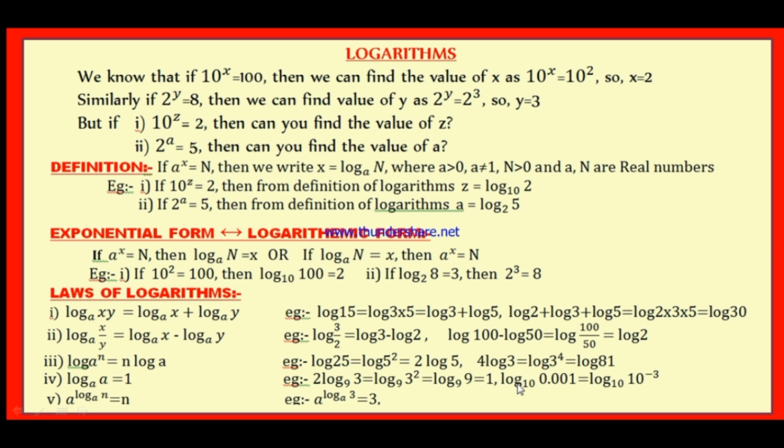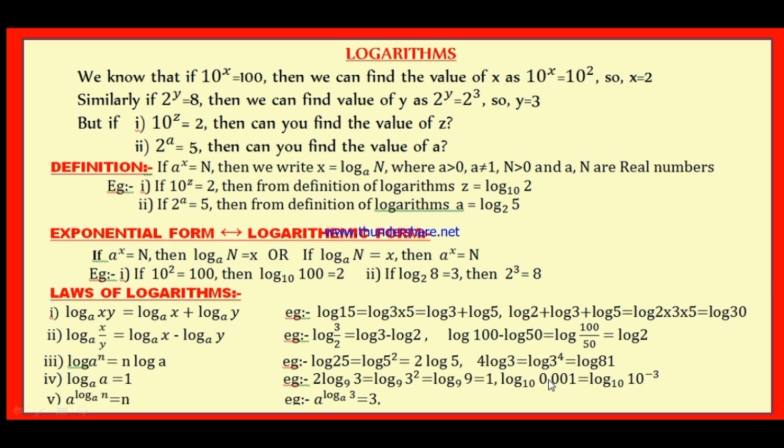And another example, log 0.001 to the base 10. You can write this 0.001 as log 10 power minus 3 to the base 10. 10 power minus 3 is nothing but minus 3 log 10 to the base 10, and the simplified value is minus 3. Here it is not mentioned, but you may please note down that log 10 power minus 3 to the base 10 is minus 3 log 10 to the base 10, which is equal to minus 3.